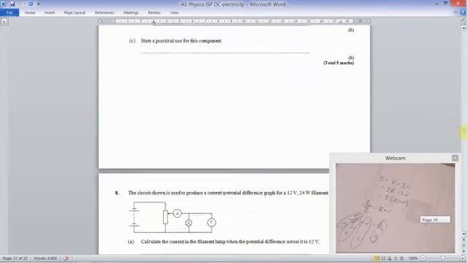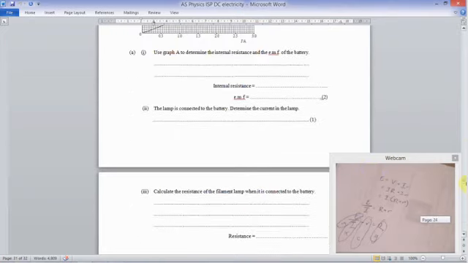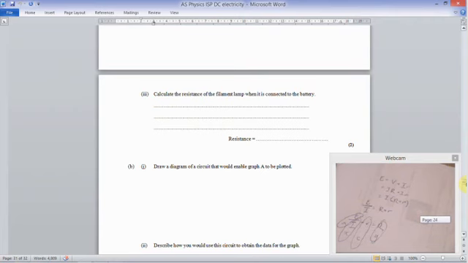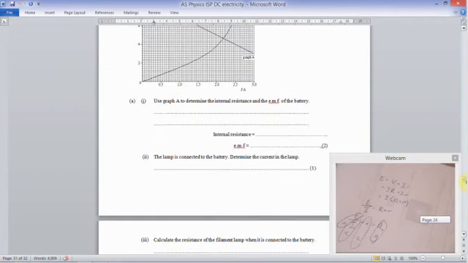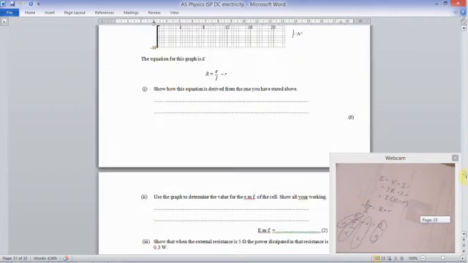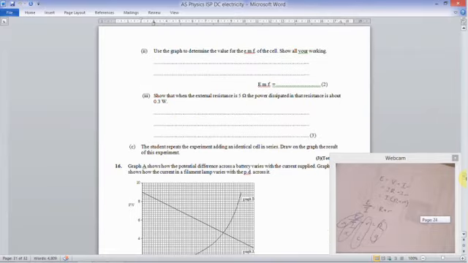Next part of that question. Oops, gone too far. Draw a diagram. Student repeats the experiment with an identical cell in series. Okay, so we're doubling our internal resistance, we're doubling our EMF. Draw on the graph the result of this experiment. So we're doubling our EMF.